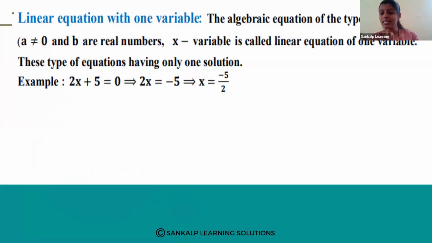So our topic name is the pair of linear equations in two variables, right? So a linear equation, along with the linear equation, contains two variables. That means linear equation with two variables, and if there are two equations, then we call it a pair of linear equations. Yes.